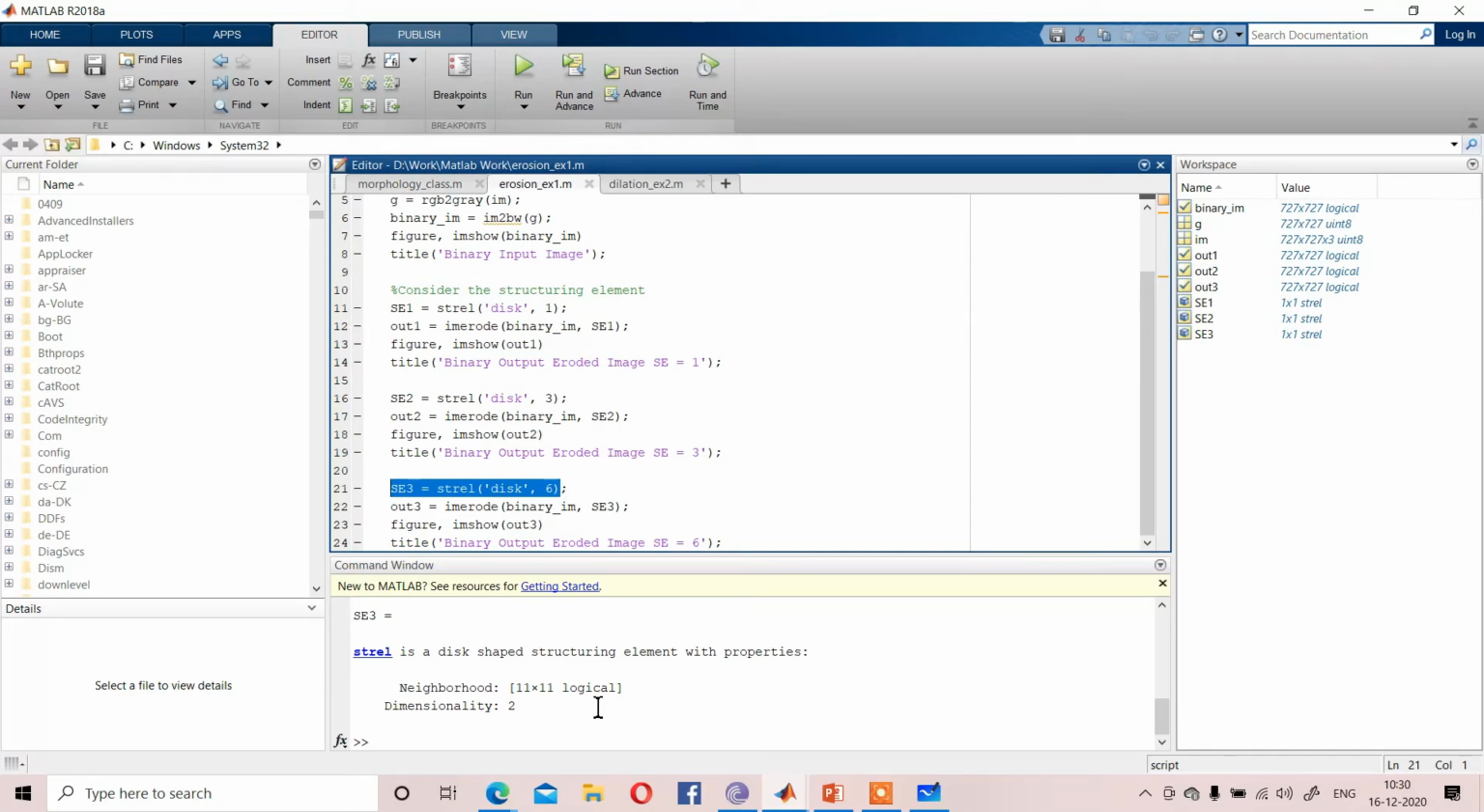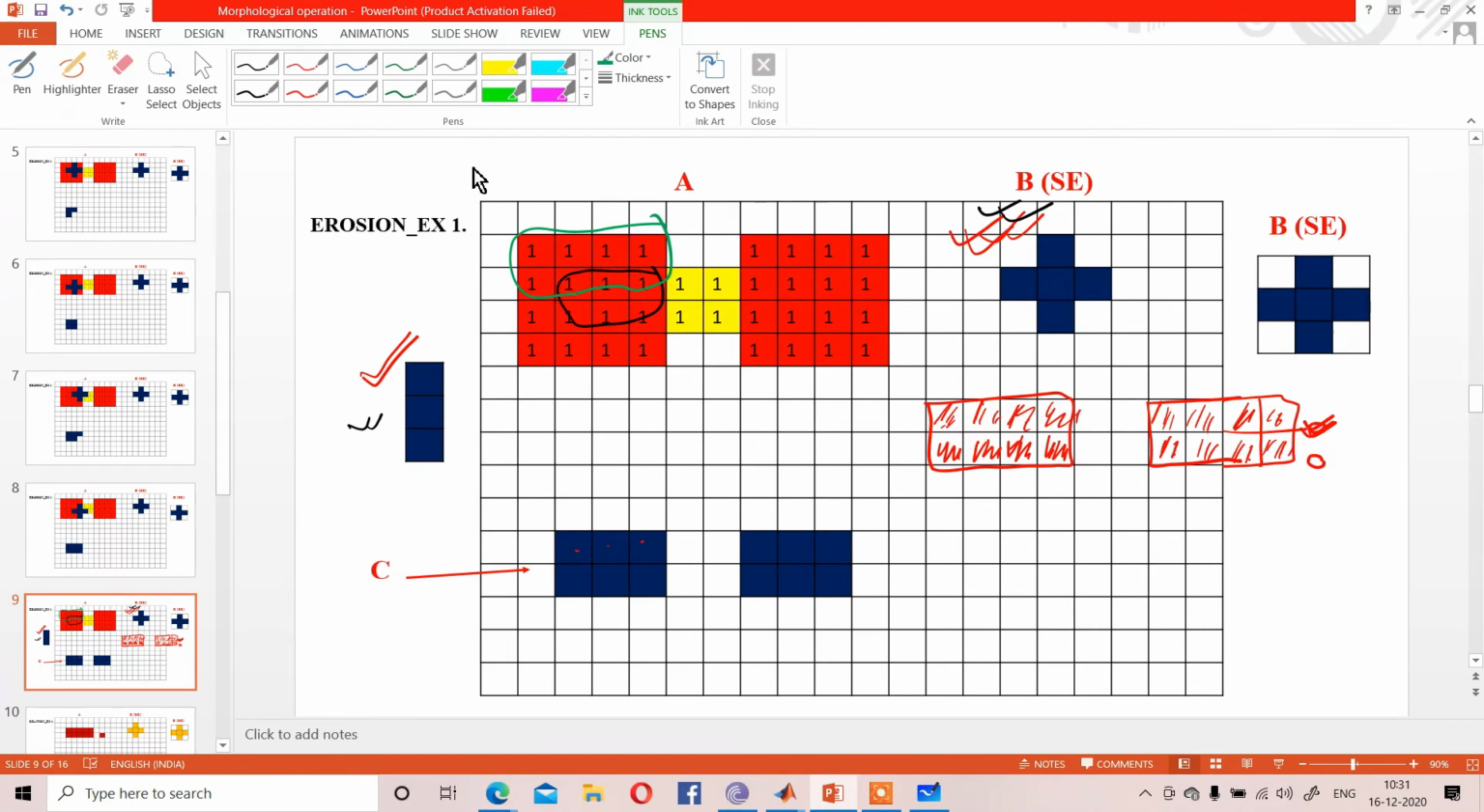Keep in mind, for 1 you are getting 3 cross 3. For 3, when you are using a structuring element of size 3, you are getting a 5 cross 5 matrix. When you are using a structuring element of 6, you are getting an 11 cross 11 matrix. So if we compare, with a 3 cross 3 matrix you are getting the result. Now if it becomes 5 cross 5, what will be the effect on the result? The effect is that the number of pixels you get in the result will be less.